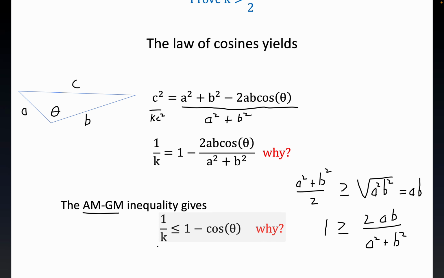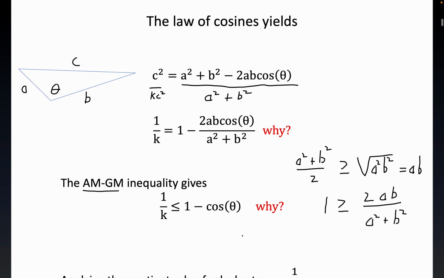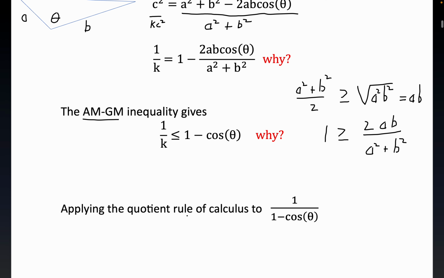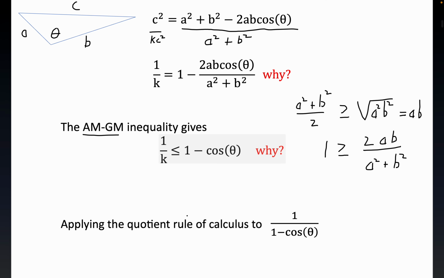And we get a less than or equal to condition by just removing the 2ab from a squared plus b squared, which we know to be less than 1, right? So that's the answer to this why question. Now, of course, if you reciprocate an inequality, you reverse the sense of the inequality. Well, okay, let's just write it down.